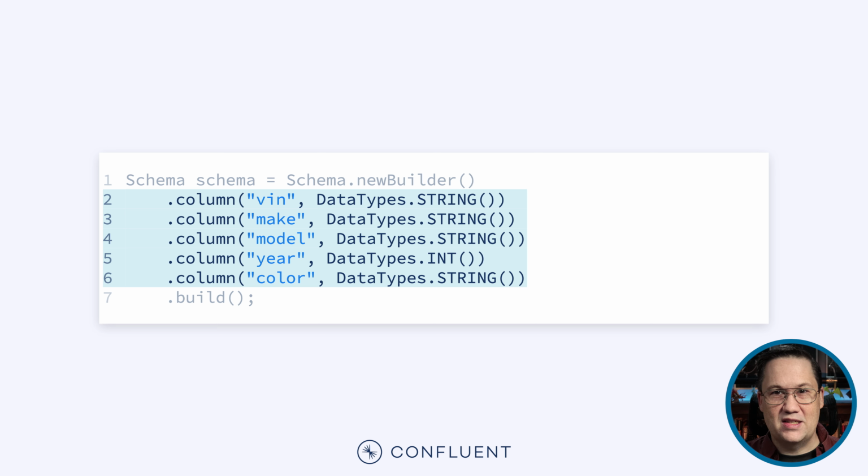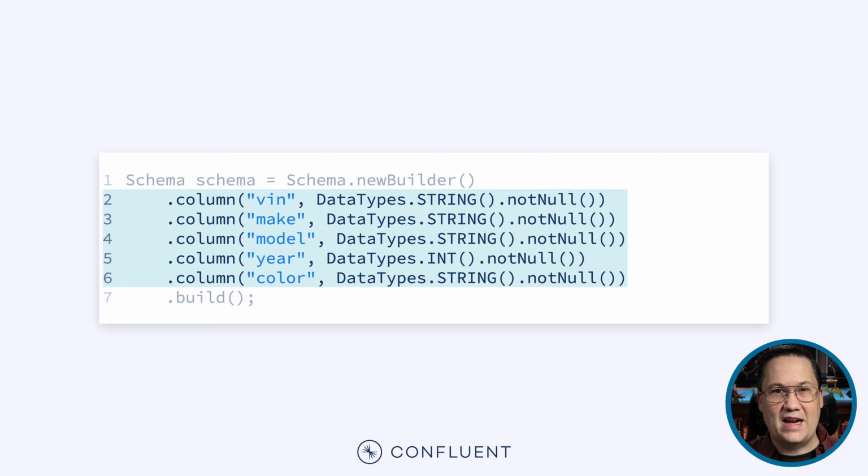Now, this schema is a little naive because it doesn't indicate which fields are required. We can make it more robust by adding the not null modifier on the required fields, in this case, all of them. This still leaves us with a relatively simple schema, but they can get a lot more complicated. The question is, how do we translate this into Avro, JSON, and protobuf schemas?